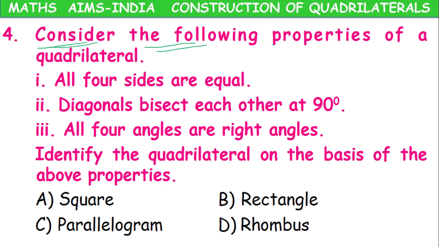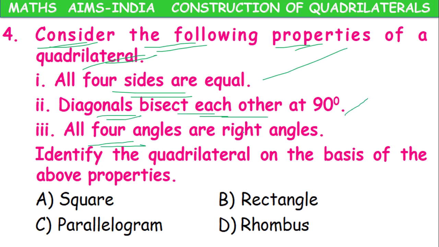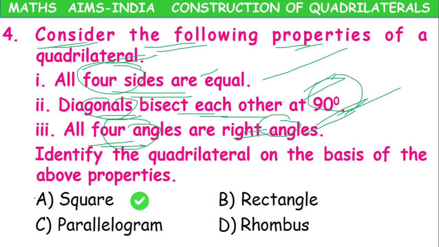Next one. Consider the following properties of a quadrilateral. All four sides are equal. Diagonals bisect each other at 90 degrees. All four angles are right angles. Then this will be obeyed by a square, because in a square all four sides are equal, all four angles are right angles, and diagonals bisect each other at 90 degrees. So the answer is option A, square.